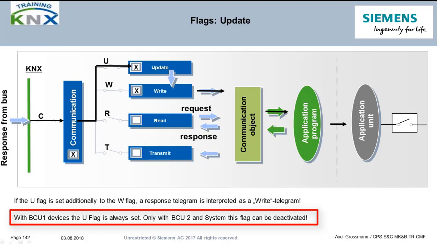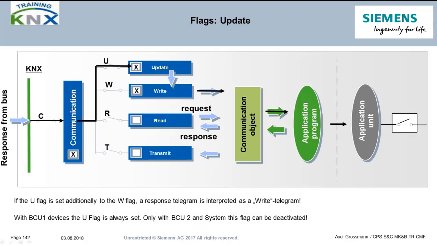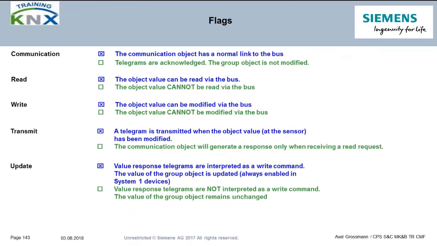There was no distinction between U and W flag. The U flag is always active for bus couplers type 1 and can therefore cause considerable trouble if the group assignments are assigned in the wrong order. Here is a summary of the properties and effects of the communication flags. You may stop the video and read yourself.